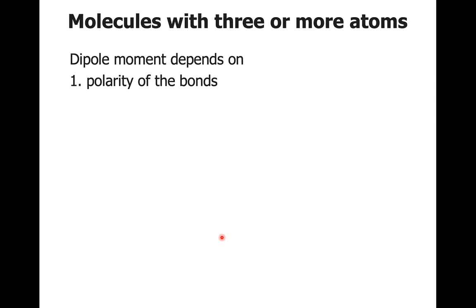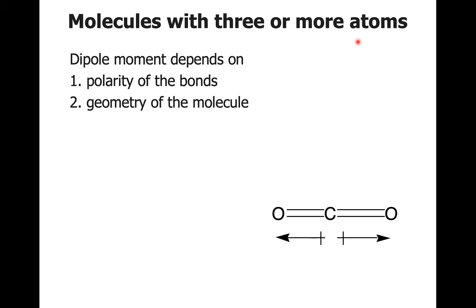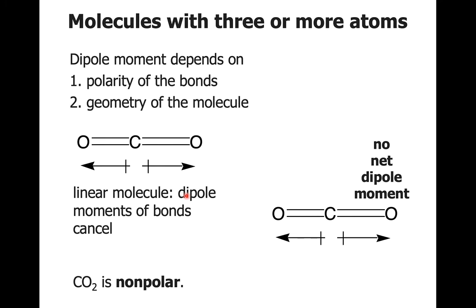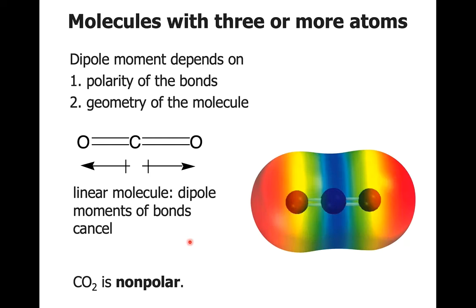So molecules with 3 or more atoms, it depends on the polarity of the bonds plus the geometry of the molecule. So CO2, for example, has 2 very polar bonds. This bond is very polar, this bond is very polar. But the polarity is equal and opposite. So the dipole to the left perfectly cancels the dipole to the right because of the shape of the molecule. So there's no net dipole moment, and therefore CO2 is nonpolar.